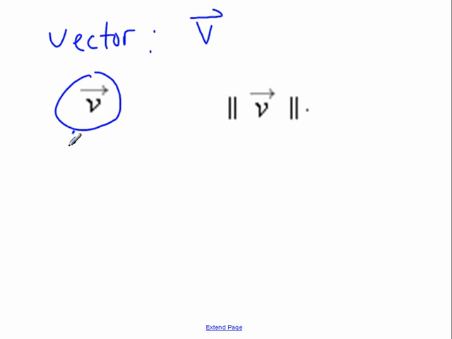So, some writing that you need to be familiar with. Typically we're going to write a vector with an arrow over the top. So in this case, we have vector v, which we write like that. So this is our notation for vector.